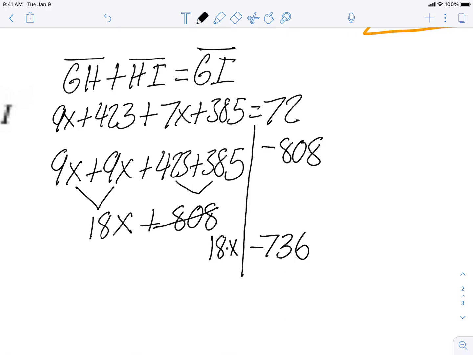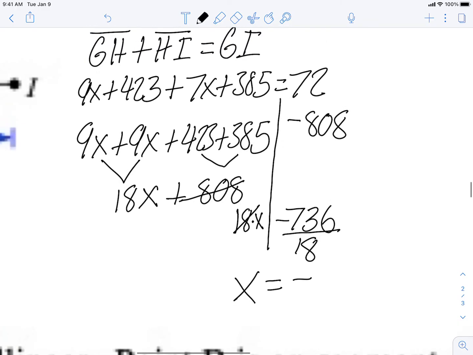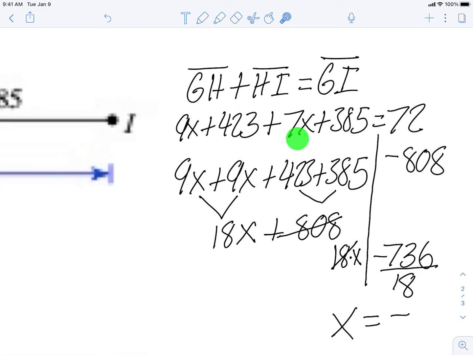So the opposite of multiplying is dividing by 18. So I get x is equal to a negative divided by a positive is a negative. And again, using my iPhone calculator here, 736 divided by 18. Wait. 736 divided by 18 is, I did something wrong. What did I do wrong? Oh my gosh. Guys, look at this. This is 7x, not 9x. Oh my God, I'm such a dummy.